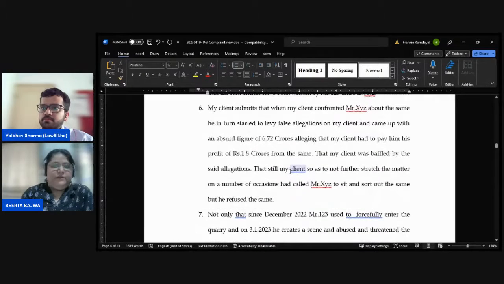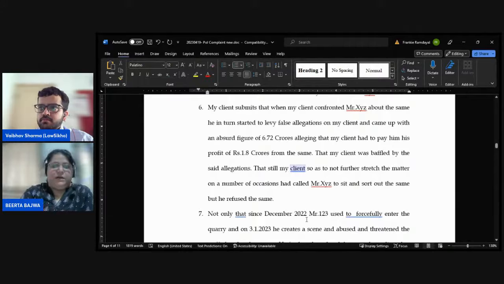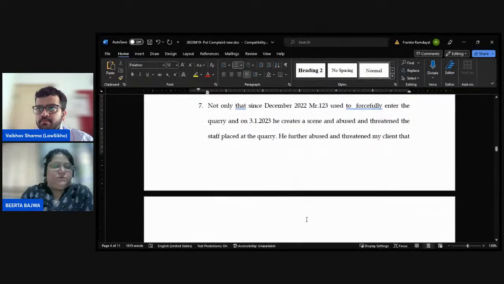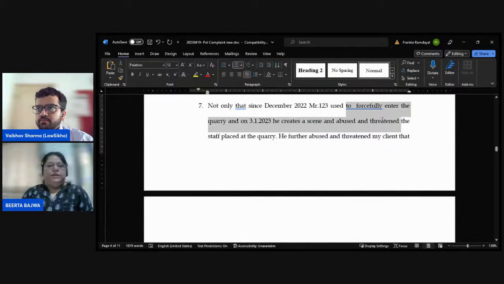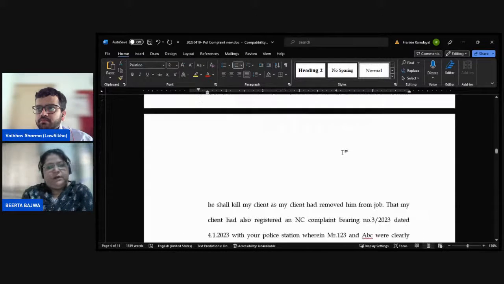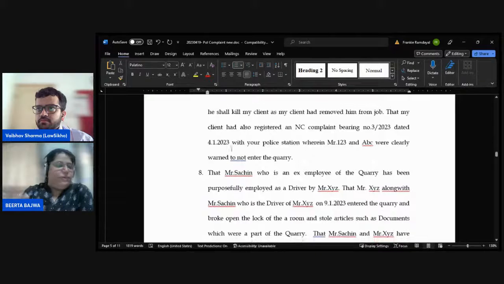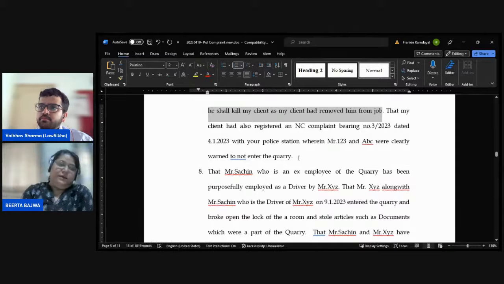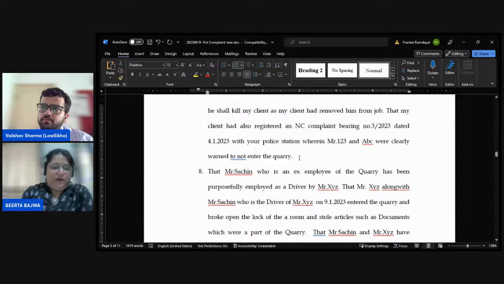Okay. Then how the dispute started, and what exactly. Now, if you come down to para number seven, there was an incident which occurred in December 2000, wherein the accused apparently forcefully entered the premises. He used to abuse, create a scene, threaten the staff, and all those things. So all these allegations, let's go down now to the end. You will have to mention all these allegations and exactly what offences the accused have committed.